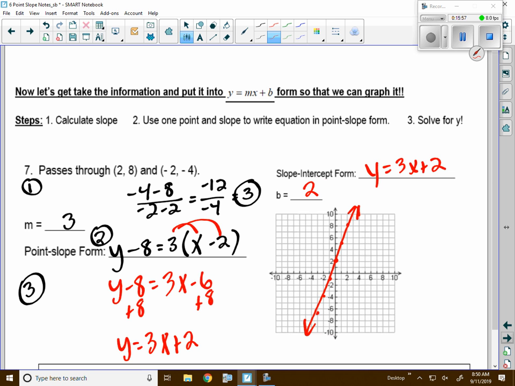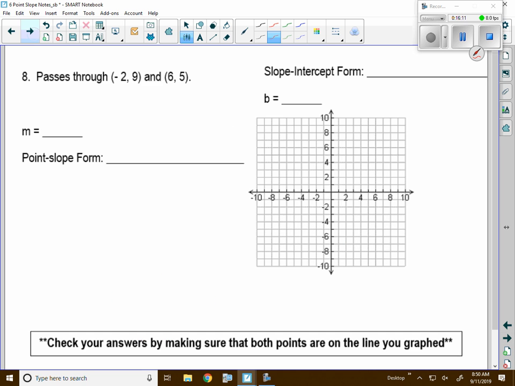Okay, I want you to try these steps on your own. Go ahead and do step 1. Find that slope for number 8. Then do step 2 with point slope, and then see if you can solve for y equals mx plus b.